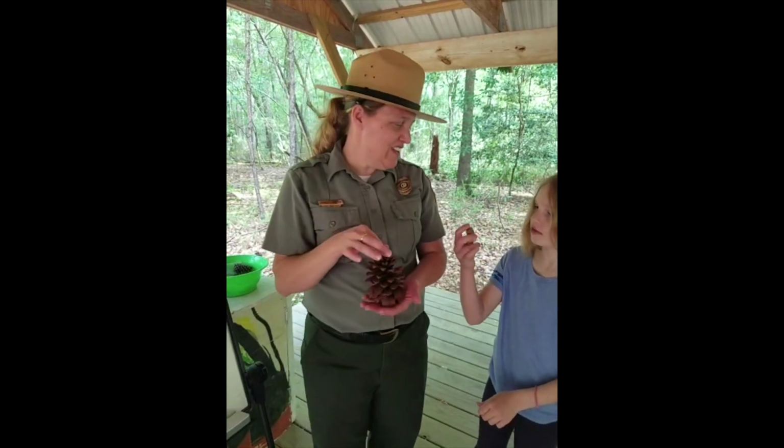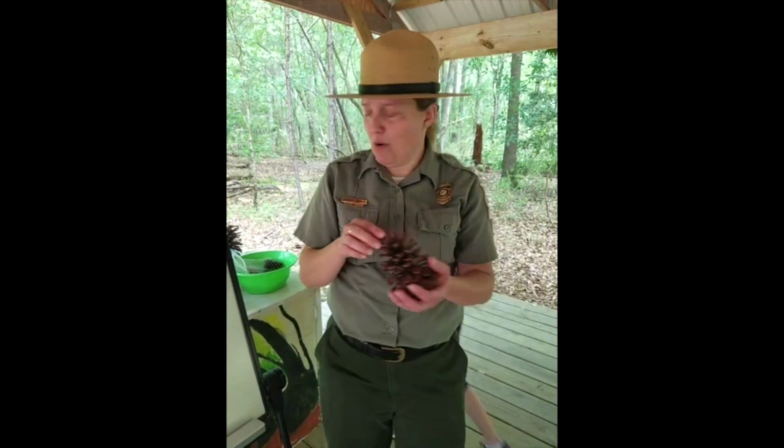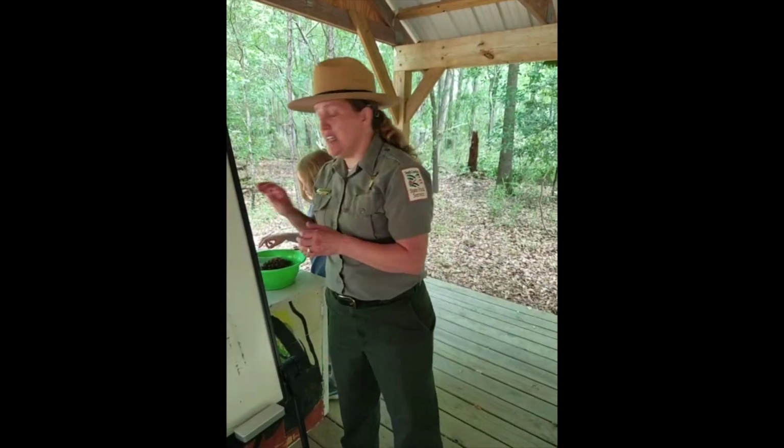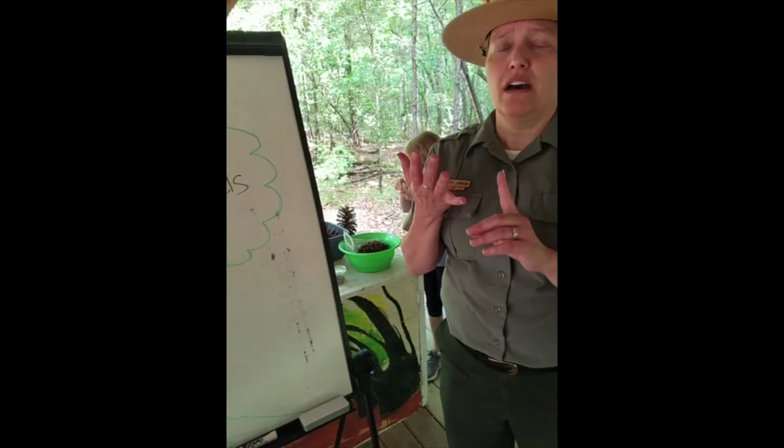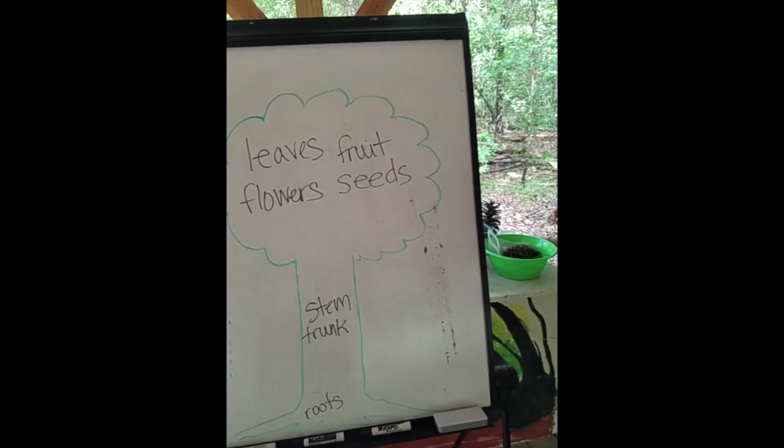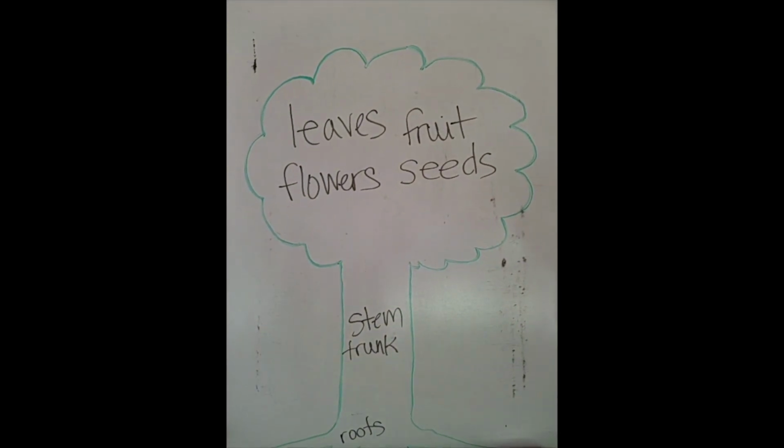What about this? All right, so you guys, we have, well, that's an acorn. Yeah, we won't dig that out today. But all right, so you guys, we have reviewed the 6 parts of our tree, right? We said roots, stem or trunk, leaves, fruit, seeds, and flowers.